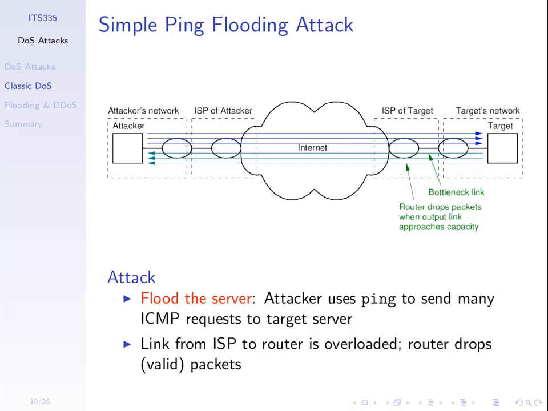So that's the concept of the simple ping flooding attack. The target bottleneck link receives many of these echo request packets from the attacker such that the link is overflowed. The ones that do get through, the target receives the echo request, and with ping you send back an echo reply. You send back the response. So all the replies come back to the attacker. So that's the simple attack.